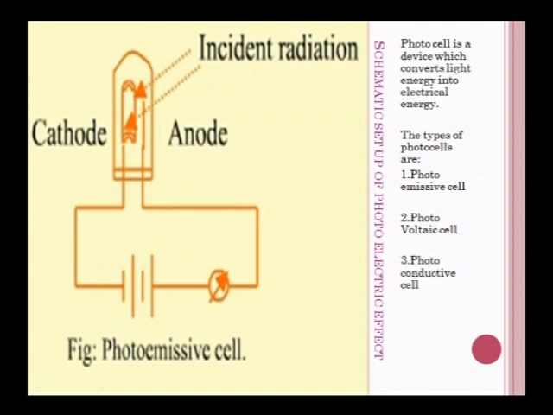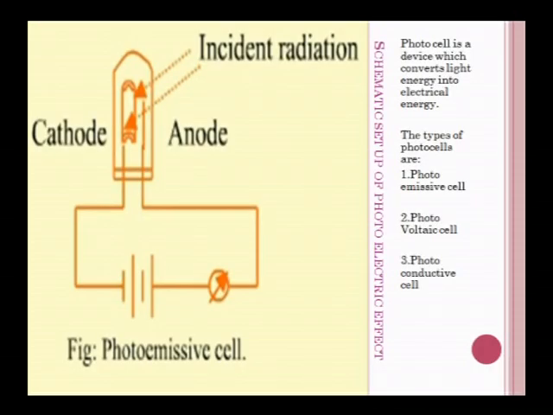Now, how does it work? The working principle is that whenever the incident light falls on it, as I told you earlier, if this light possesses the threshold frequency, then only the emission of electrons will take place. If the incident energy is less than that of the threshold frequency, then emission does not take place. So, whatever the source, whenever the light falls on it, if the light possesses the threshold frequency, then only the emission of electrons will take place.